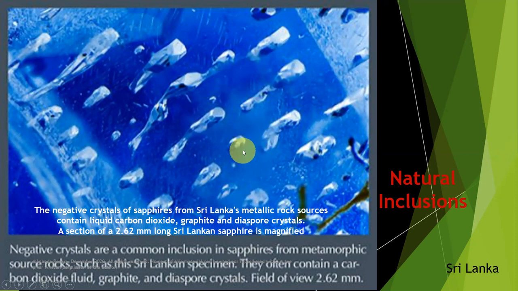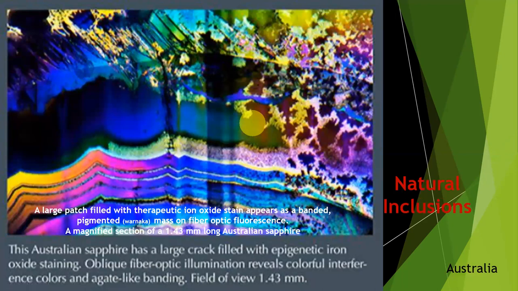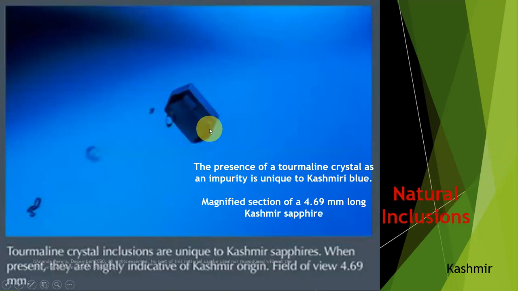This part is a 2.62 millimeter long Sri Lankan sapphire. This is natural stone inclusion. And look at this. Another stone from Australia. It is natural. A large patch. It is a big patch filled with iron oxide. Stain appears as bands, banded, pigmented, colorful colors are included, seen with fiber optic fluorescence. This is the lighting condition in this picture, it comes through the fiber optic fluorescence. The magnified section is a 1.43 millimeter long Australian sapphire. It is also natural.